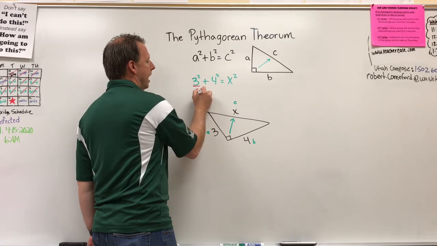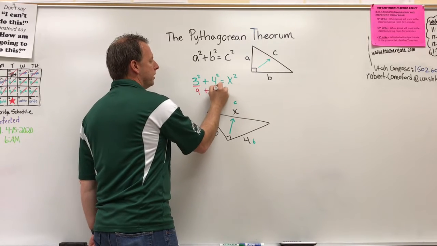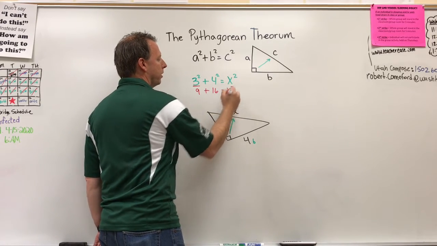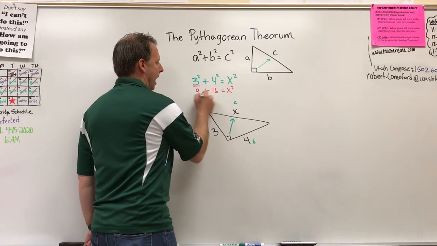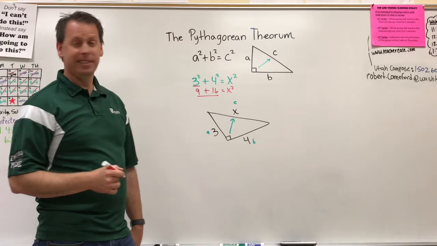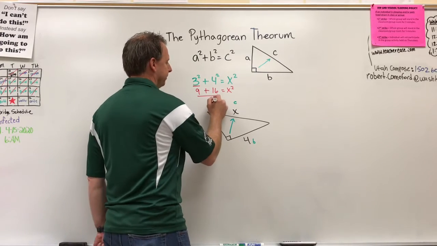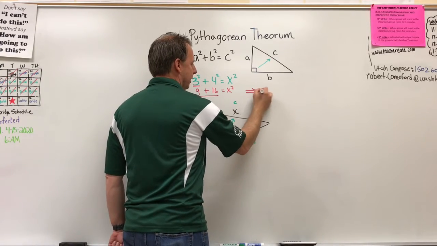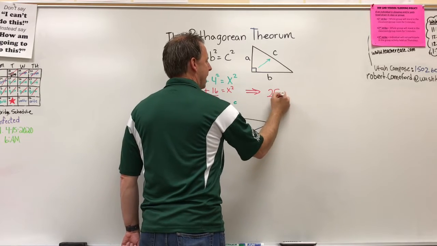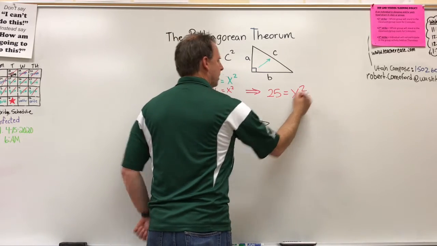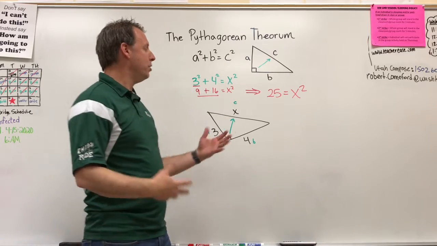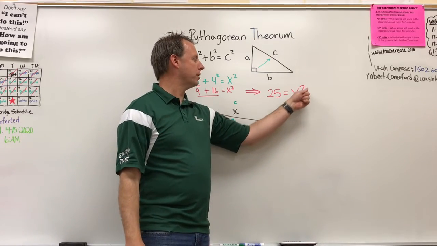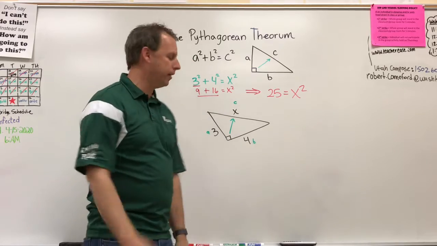So right now I have some stuff to do here. 3 squared is 9, 4 squared is 16. I'm looking for x, so I've got my x squared still there. Add these guys together, 9 and 16, that's 25. So right now, this gives me 25 equals x squared. You've got a couple of options here. Maybe you might just be able to figure it out. You might know what squared is 25, so you can figure it out that way.